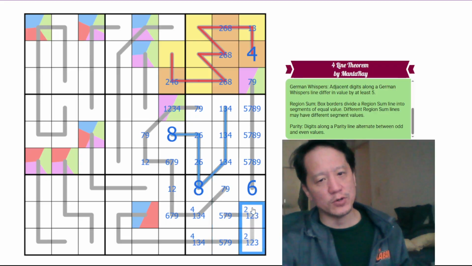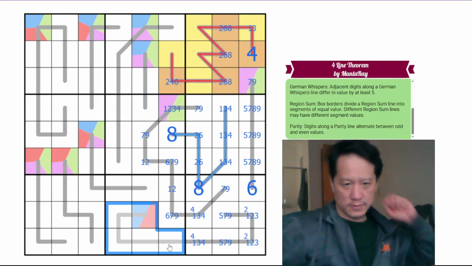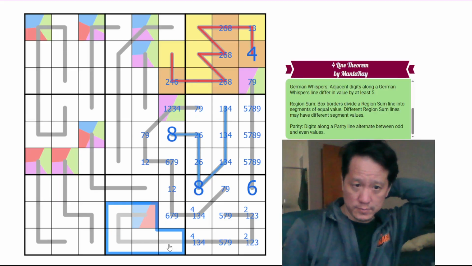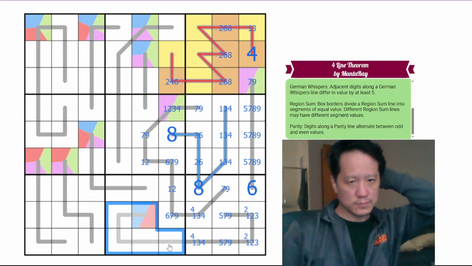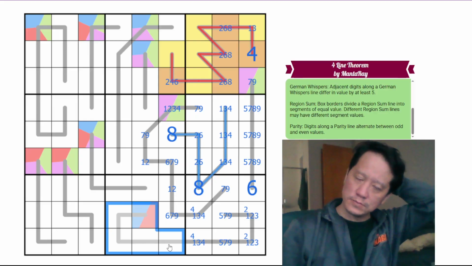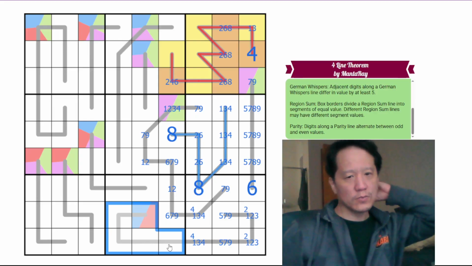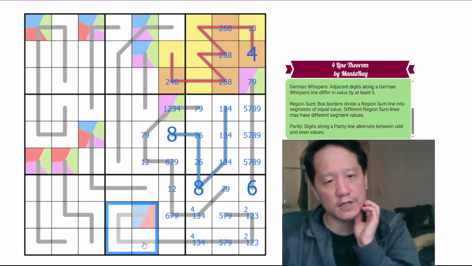So this is at most 2, 3, 4, 5, 9. 2, 3, 4 adds up to 9, plus 9 is 18, plus 5 is 23. So that's possible. We are guaranteed an 8 here.